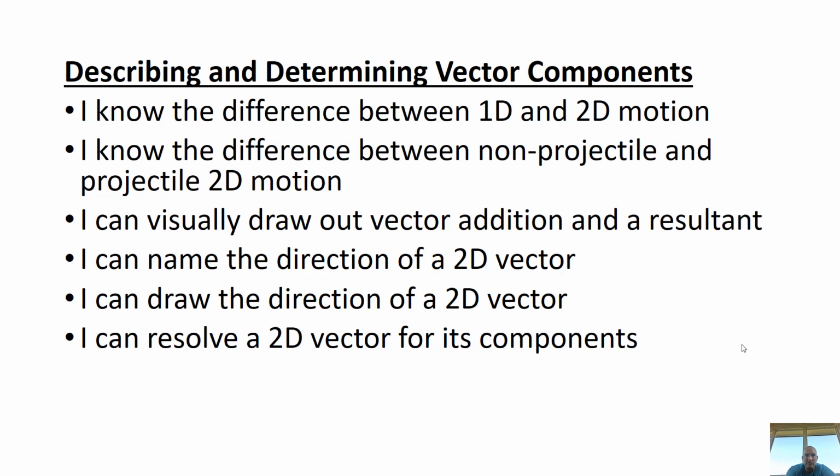Also, we'll compare projectile motion with just non-projectile motion. We're going to start with non-projectile motion. We're going to be able to draw vectors when we're adding them together. We're going to learn about the head-to-tail method. And then we'll be able to name the direction and draw the direction of a 2D vector. And then we'll finish off by resolving the 2D vector for its components.